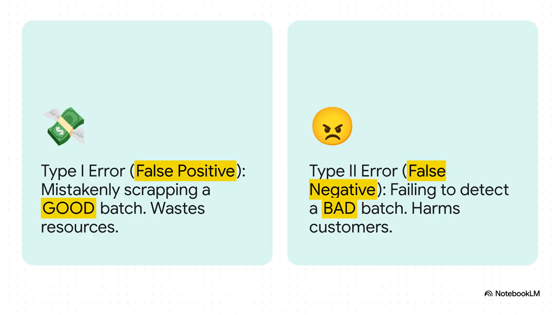A type 1 error, that's a false positive. It's when the alarm goes off, but there's no fire. In manufacturing, that means you scrap a perfectly good batch of products. You just wasted money and resources. But a type 2 error, a false negative, that's when you miss a real problem. That means you ship a bad batch out to your customers, and that costs you your reputation, maybe even their trust. So managing any process is always about balancing the risk between these two kinds of errors.